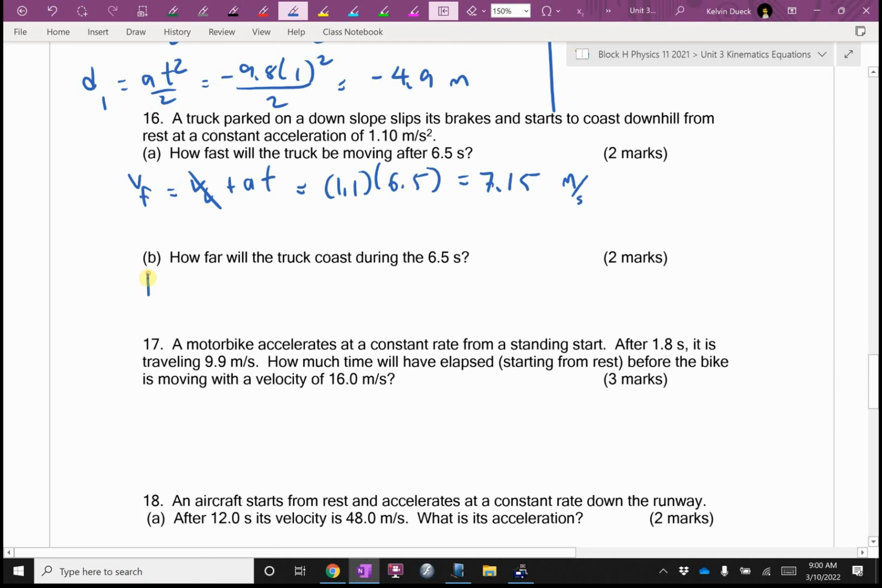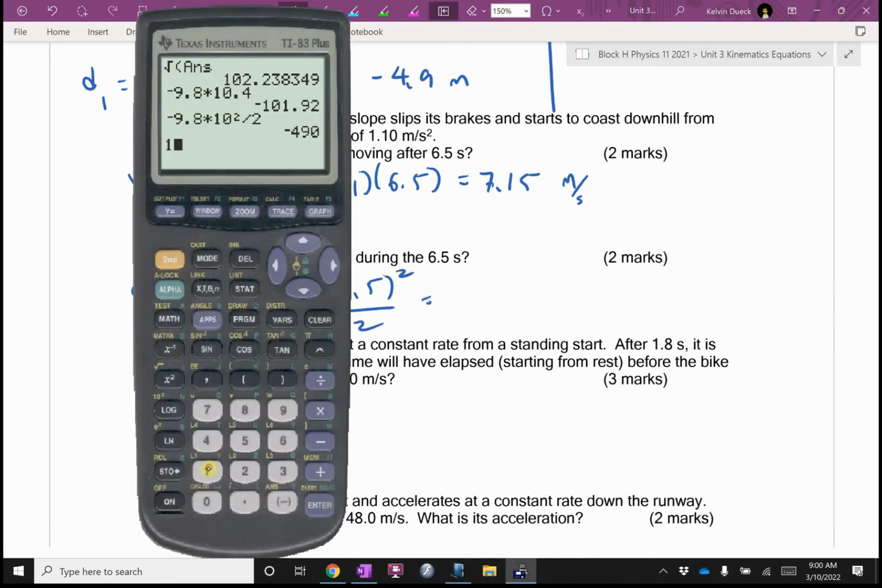How far? I think I would use D equals a half AT squared, where A is 1.1, T is 6.5. Don't forget the squared. All over 2. You get 23.2 meters.